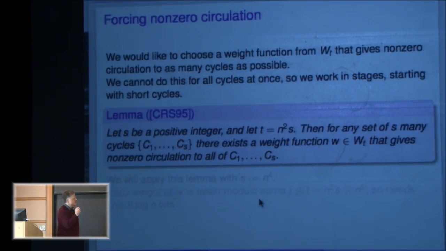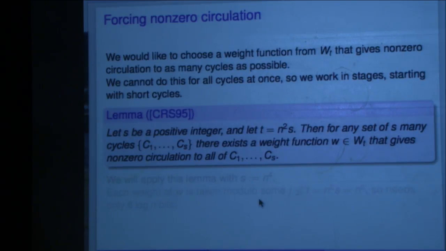But in stages, it gets you somewhere. I mean, it improves somewhere. The fact that you could do this in stages was not obvious at all. So there are two key lemmas for this, and this is the first one. This is saying that you can force non-zero circulation for any set of s cycles at once. So let s be a positive integer.